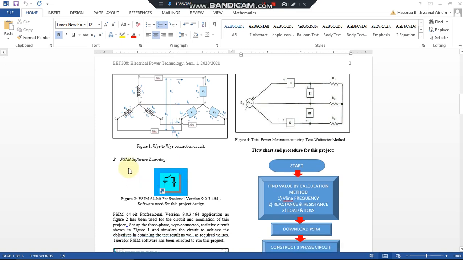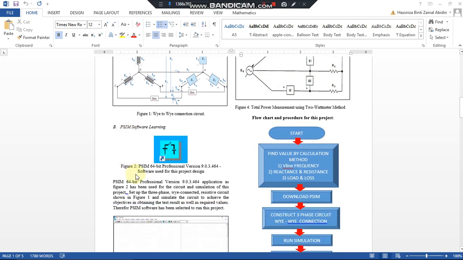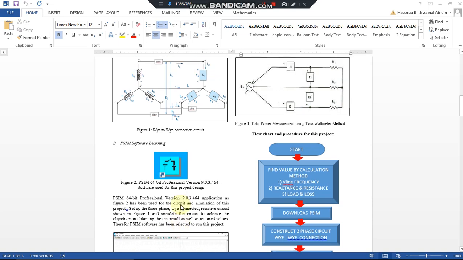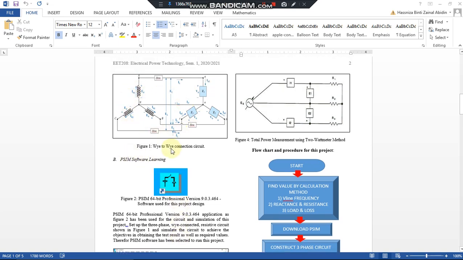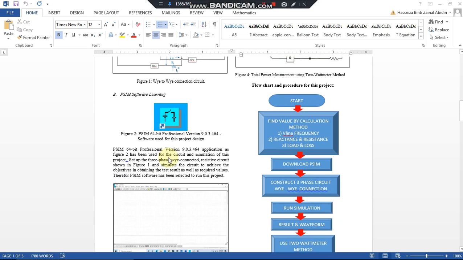Now we go to PSIM software. We use the PSIM 64-bit version 9.0.3 software to design this project. Set up the three-phase Y-Y connection as in figure 1. This is figure 1, and we simulate the circuit to achieve our objective and get the test results and values.